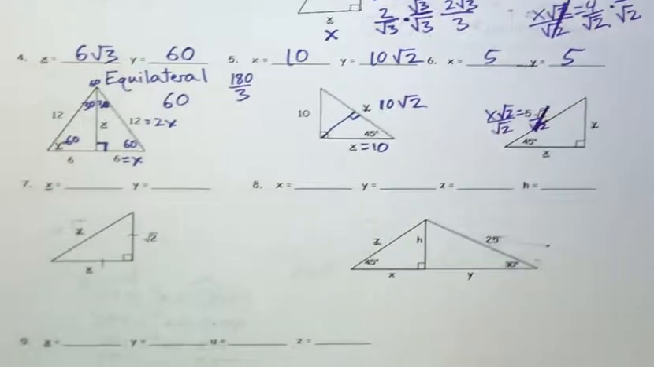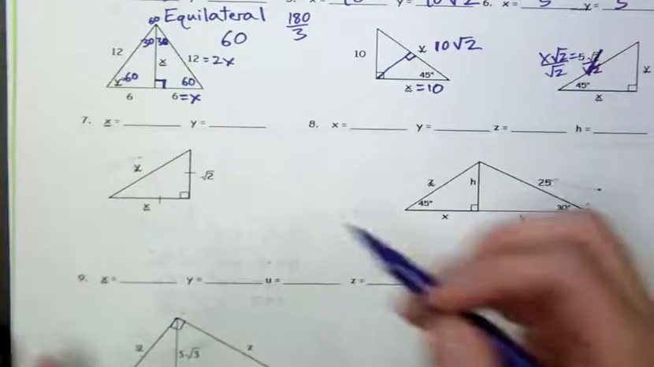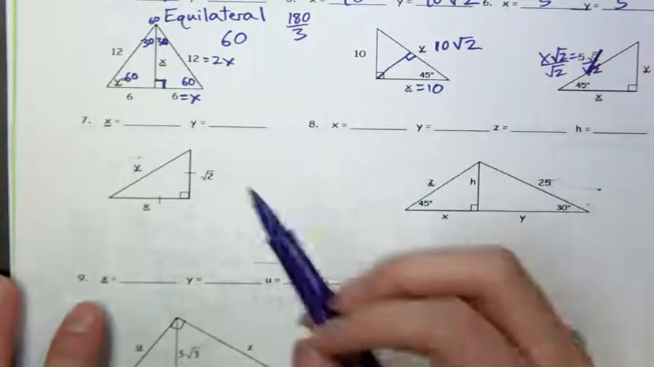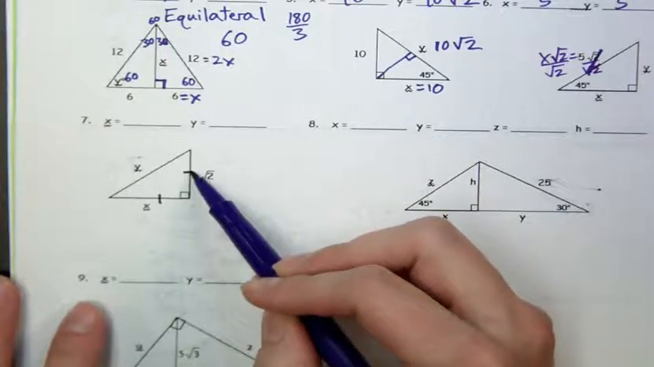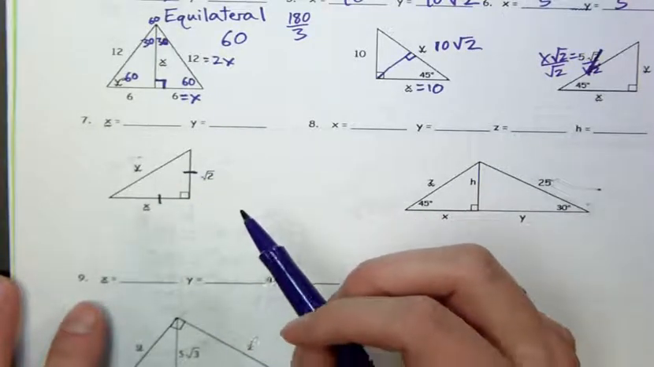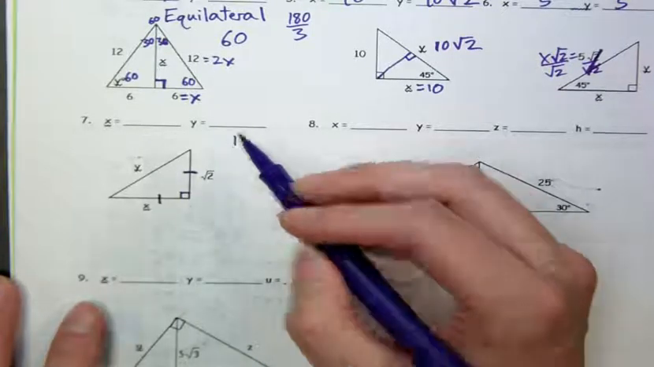Alright, on the next one, it gave me root 2. It didn't give me any angles, but what do I know about the angles by these two? Yeah, it means the angles have to be equal. So if this is 90, it means it's an isosceles triangle.